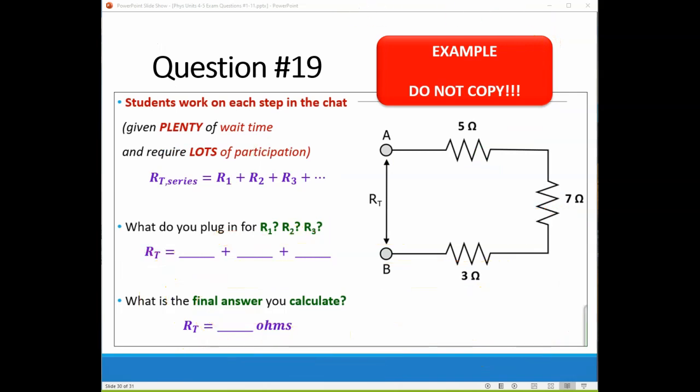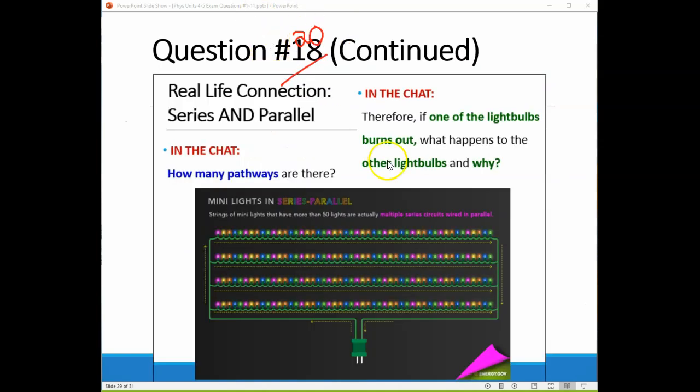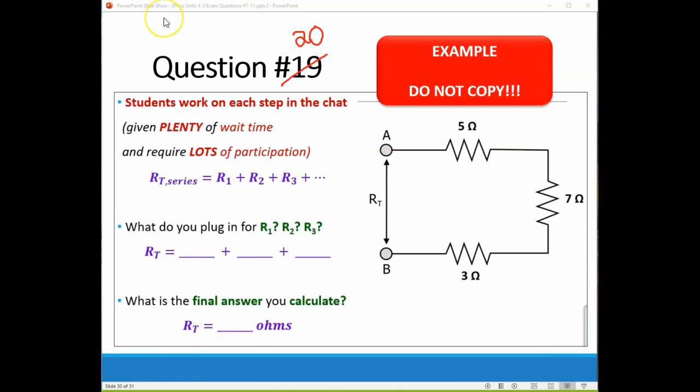All right, so question number 19 here. Apologies, this is actually question number 20. Sorry, this is question number 20. The previous one with this light bulb, it was 19. All right, so let's talk about question number 20 here.